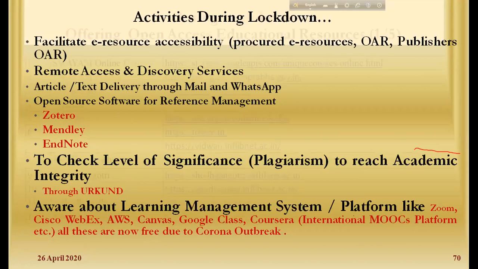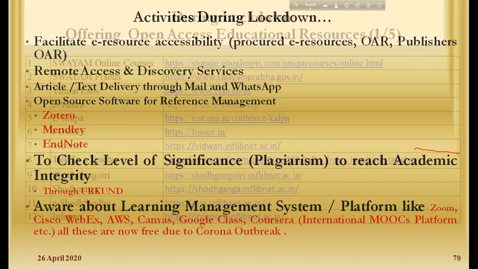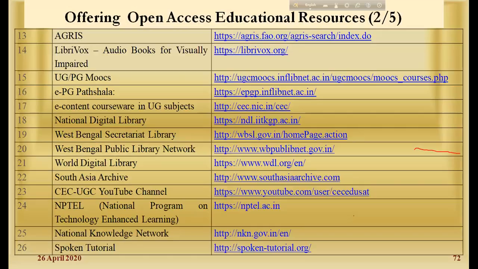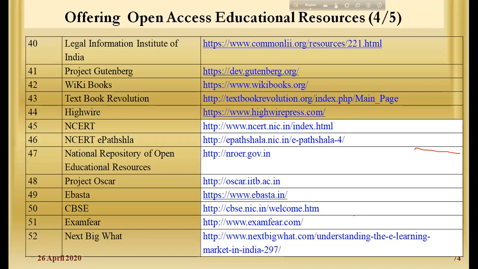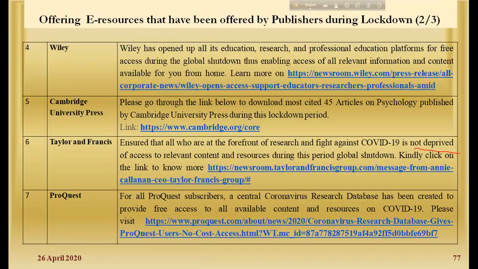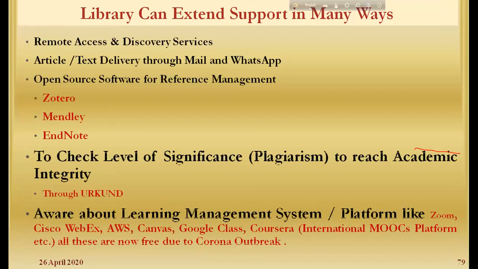So this is the link of the open access resources. We are giving the name of the item, and this is the ready-made link, which is very much needed and readily available to the students. And we have uploaded it on the library website and sent it through mail and WhatsApp. Then this is how the library can extend support in many ways. In this way, we extend our support.